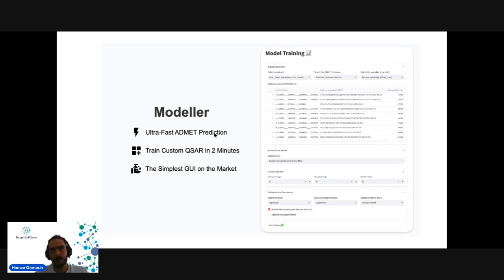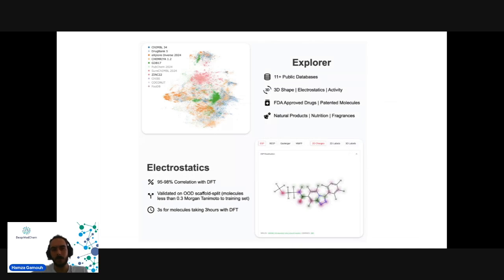Through the Modeler you can basically build your own machine learning models on your private data, and you can also find lots of models that perform ultra fast ADMET predictions. The good thing is that using Modeler you can train custom machine learning models fast and also with a very easy to use UI.